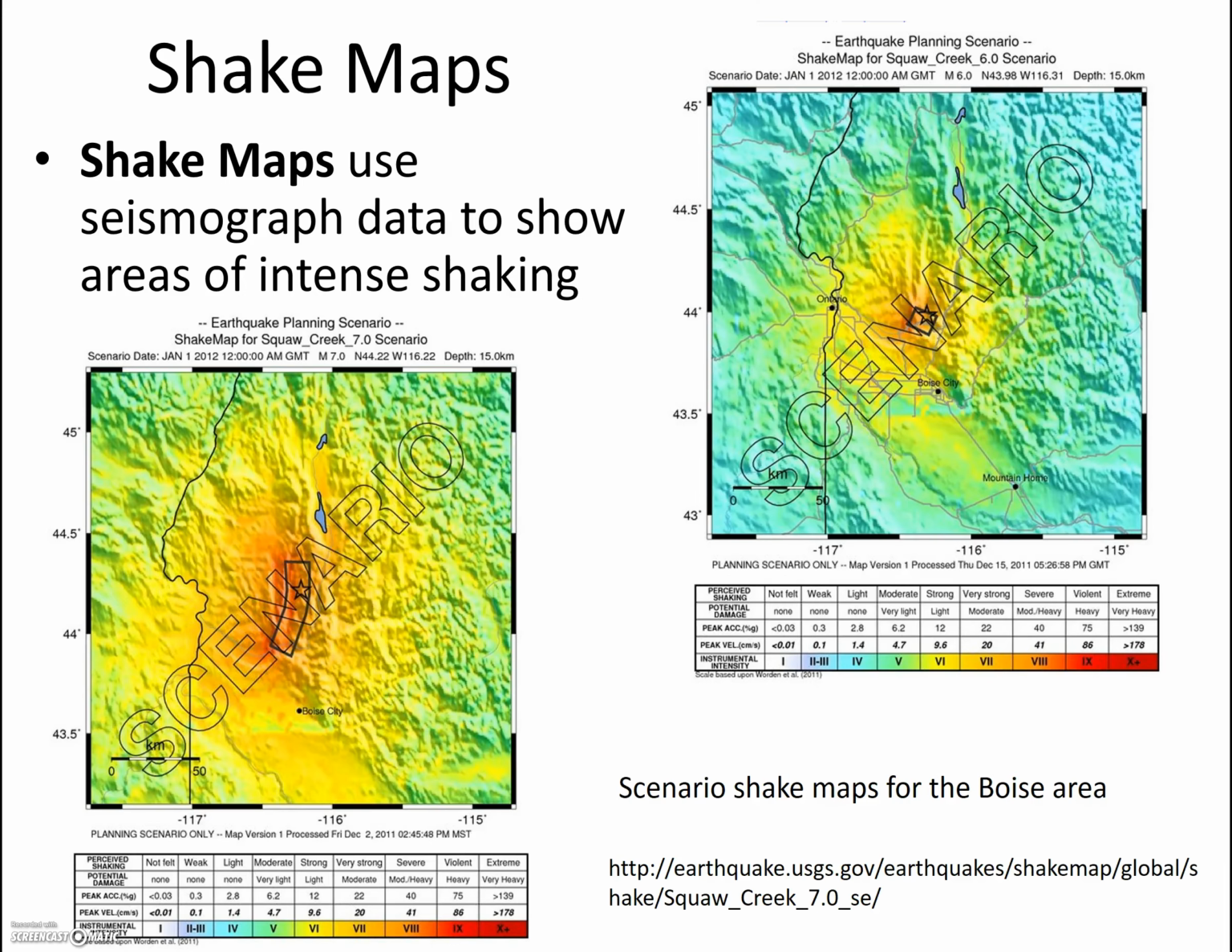Here are some scenario shake maps for the Boise, Idaho area, if the Squaw Creek Fault were to rupture with a moment magnitude of 6 and 7. As you look at these maps, do you think you would be okay in these scenarios? How about our communities? Do we need to employ more earthquake mitigation strategies in the Boise area?